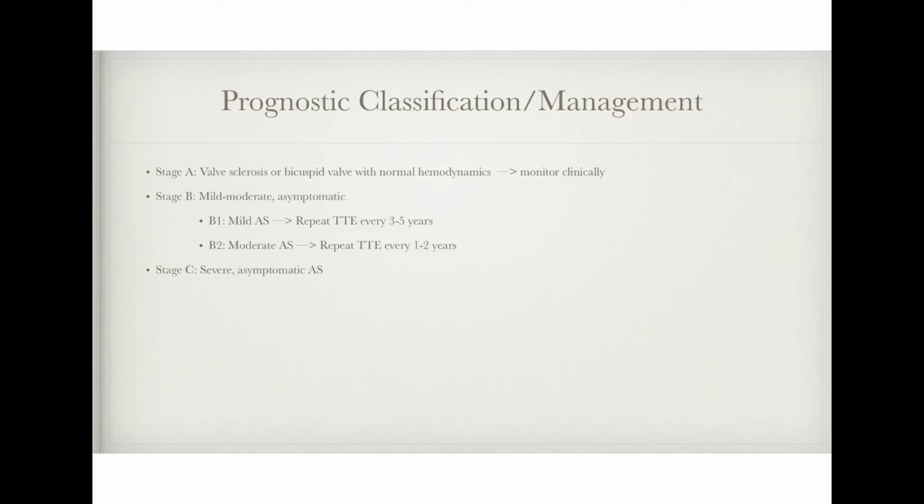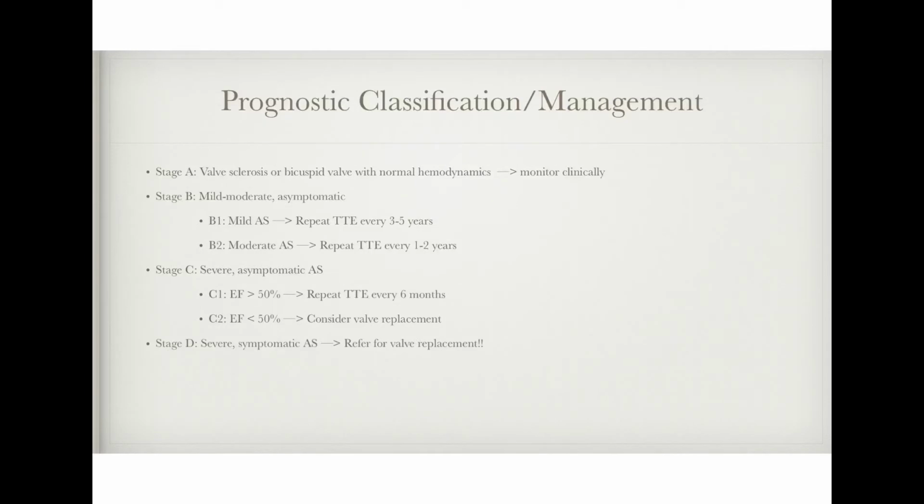Stage C encompasses those patients with severe but asymptomatic aortic stenosis. And that's subdivided into the C1 category, where patients have normal ejection fractions, and these patients should get echoes repeated every 6 months. And the stage C2, with the patients with reduced ejection fraction less than 50%, these patients should usually get valve replacement.